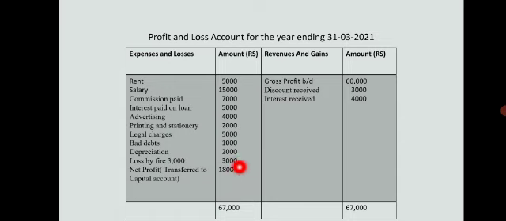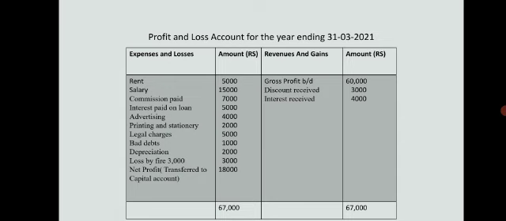Net profit, we'll see it later. First we'll enter all the items given in the problem. The problem starts with gross profit, so write gross profit brought down 60000, discount received 3000, and interest received 4000. So here, all the items from the problem have been entered in the profit and loss account.